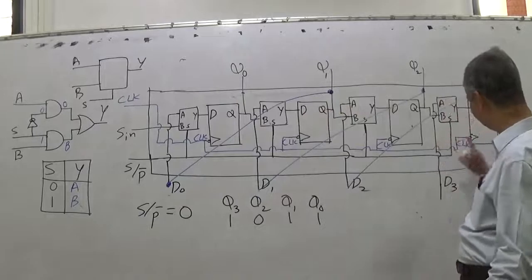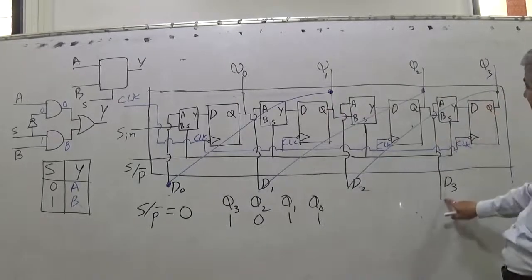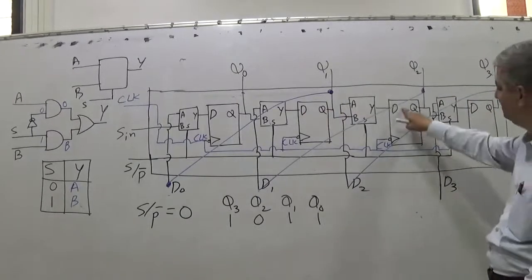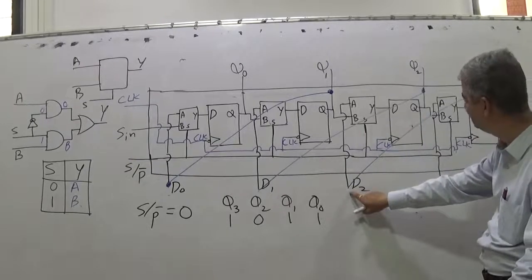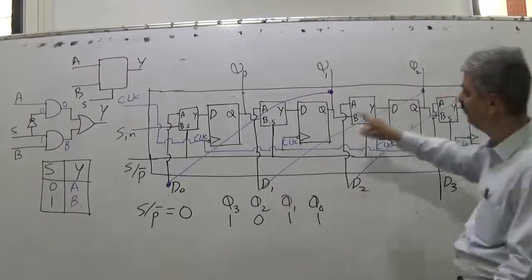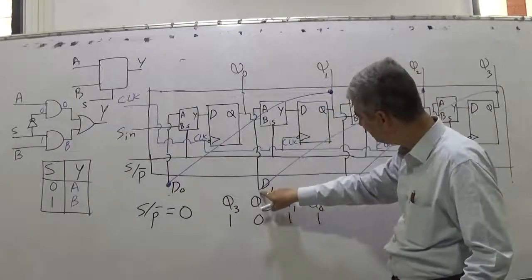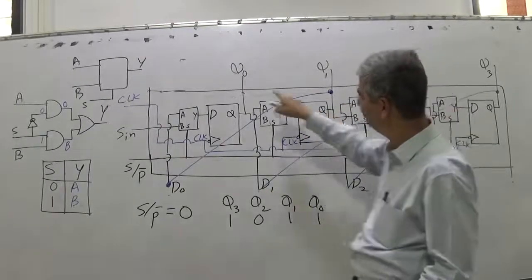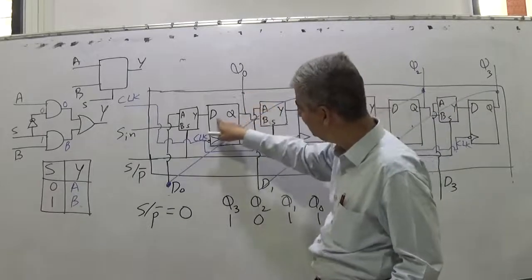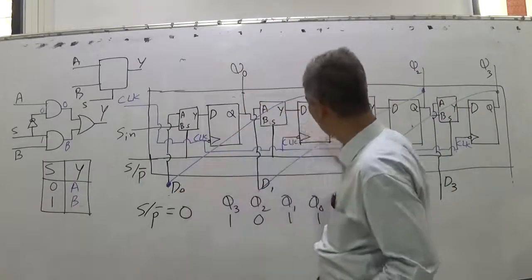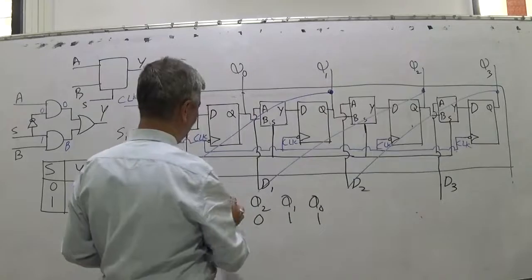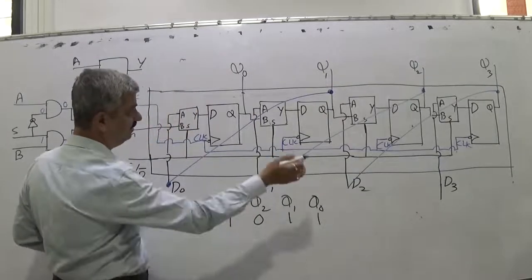So what is at this D? This D3 is there. What is at this D is this D2. But what is this D2? It is old Q3. What is at this D? This D1. What is this D1? Old Q2. What is at this D? This D is equal to Q1. So what will happen? What will come at Q3?